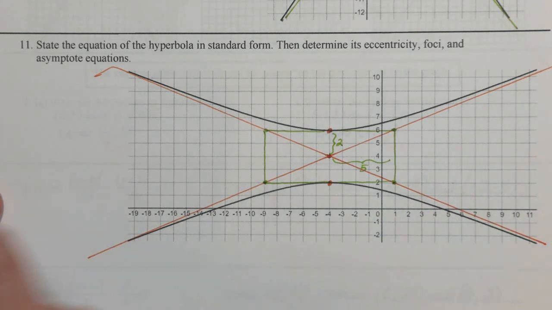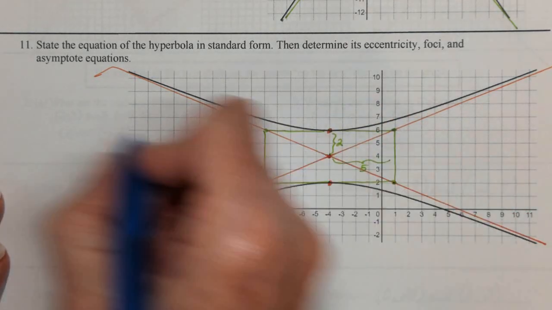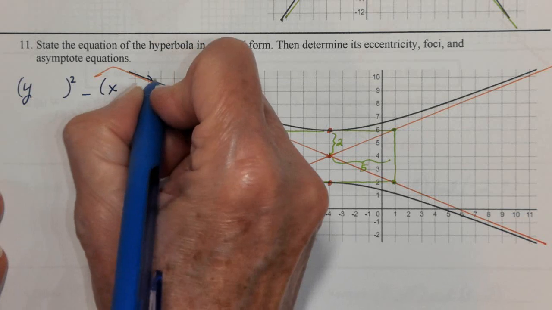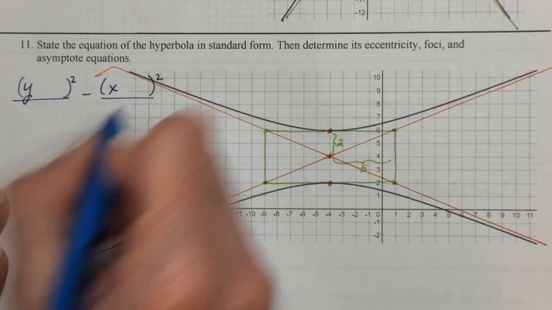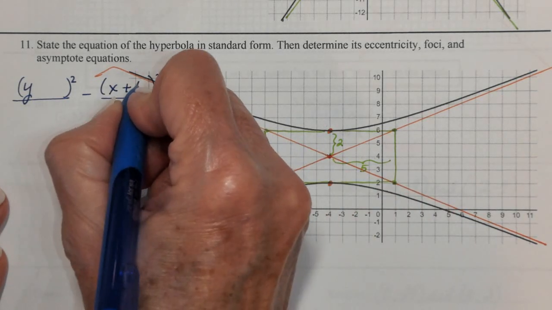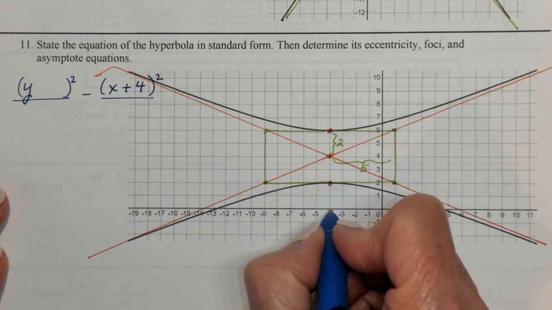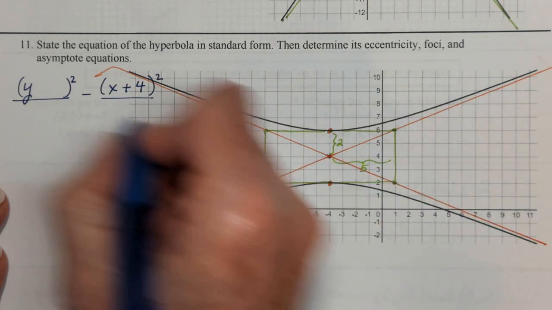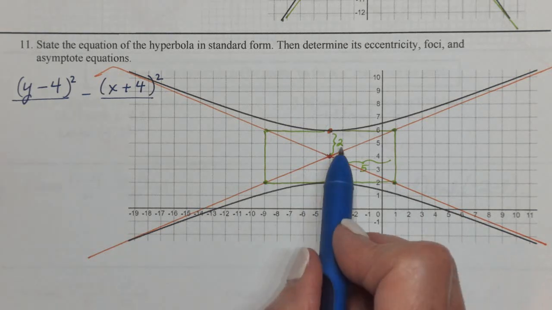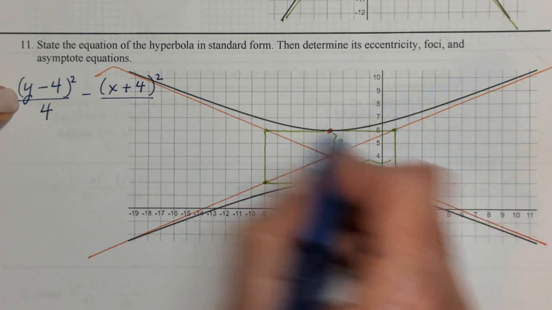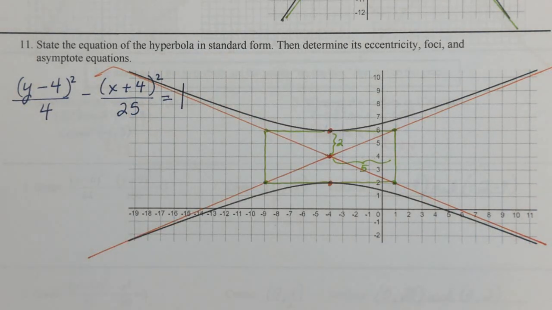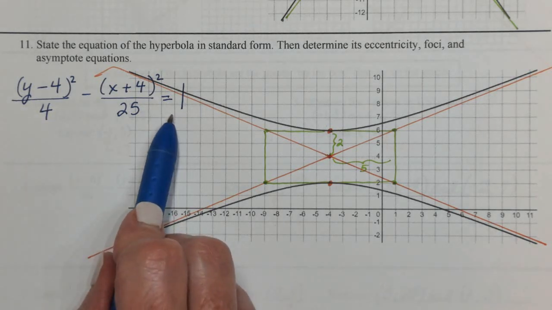Okay. So my equation will be, this time my equation has the y's positive. So y squared minus x squared. Okay. The center is the point negative 4 in the x direction, 1, 2, 3, and then in the y direction 1, 2, 3, 4. Up 4, so minus 4 for the y's. Okay. The 2 is in the y direction. The 5 is in the x direction. Equals 1 to finish my equation.